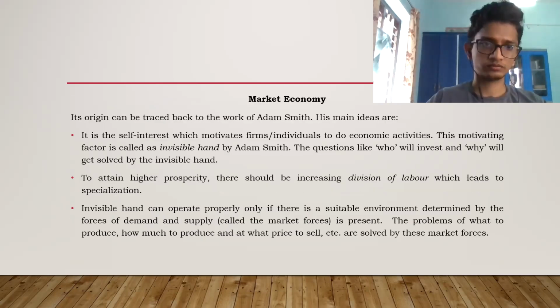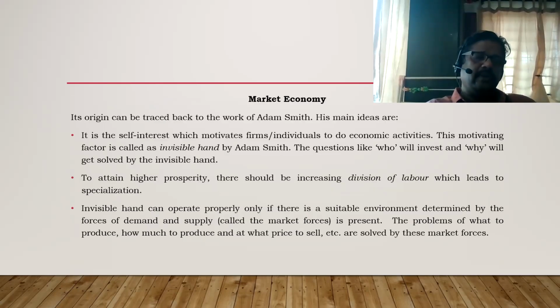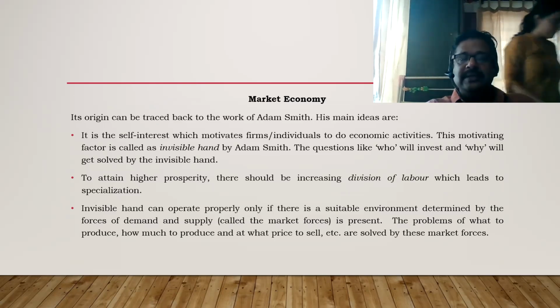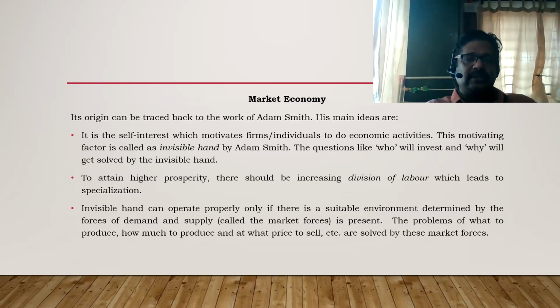We'll go to the first type of economic system, that is market economy. Its origin can be traced back to the work of Adam Smith. His main ideas are: it is the self-interest which motivates firms or individuals to do economic activities. This motivating factor is called the invisible hand by Adam Smith. The questions like who will invest and why will get solved by the invisible hand. Second, to attain higher prosperity, there should be increasing division of labor, which leads to specialization. Third, the invisible hand can operate properly only if there is a suitable environment determined by the forces of demand and supply, called the market forces.